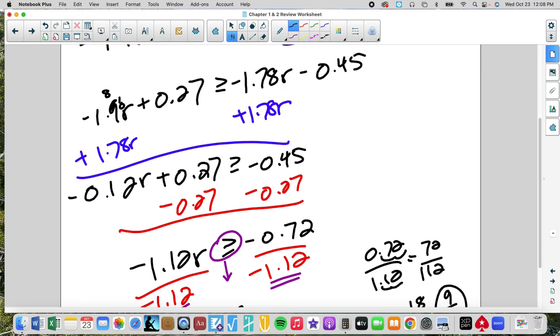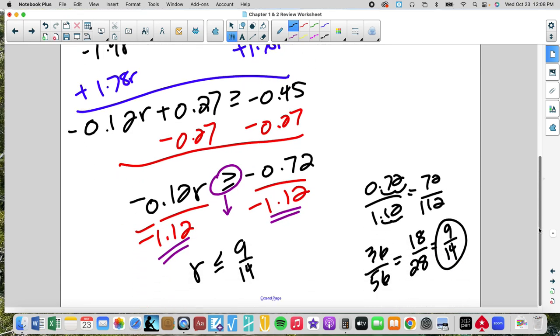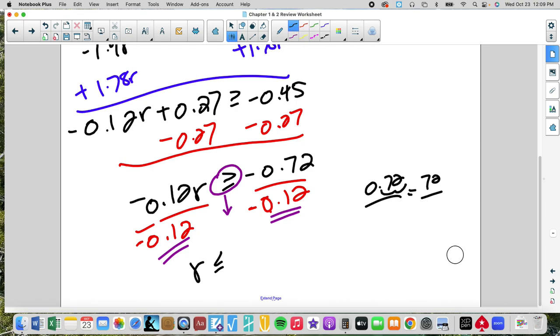So that's going to be negative 0.12. Negative 0.12. Okay, that was pretty fast. That was pretty good. Let's erase this too. 0.12 makes 12. And 12 goes into 72 6 times. So R is less than or equal to 6.